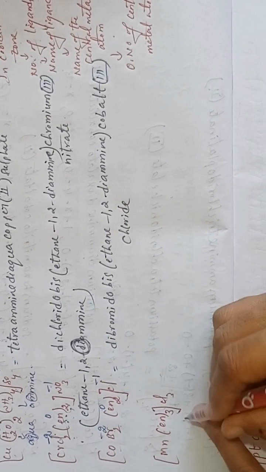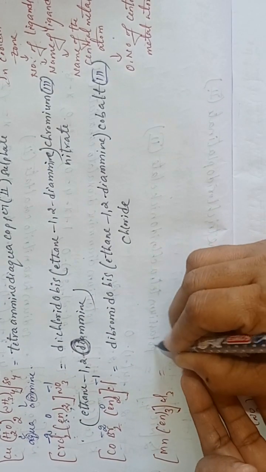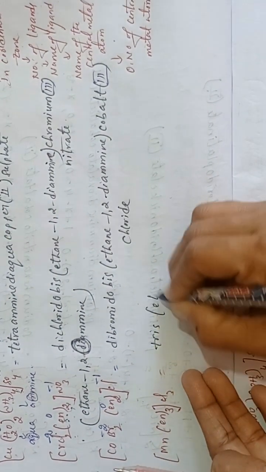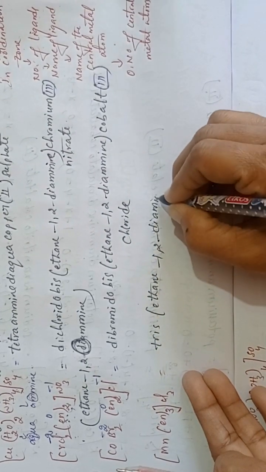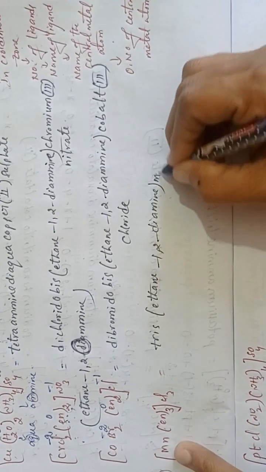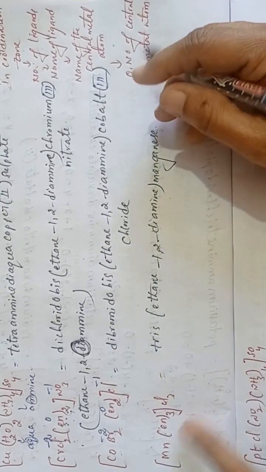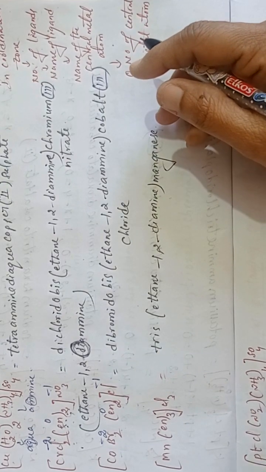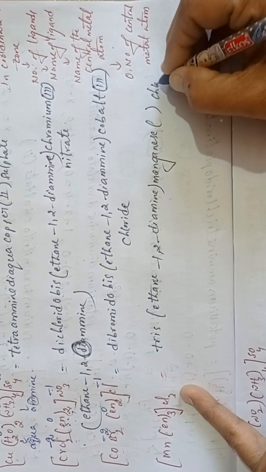Now see, students, the next example: Mn(en)3 Cl3. Here 3 is there, so that's what you have to use. Tris we have to use. Clear? Tris(ethane-1,2-diamine), manganese. As it is, you should write manganese. Clear? Tris(ethane-1,2-diamine), manganese, oxidation number, chloride.